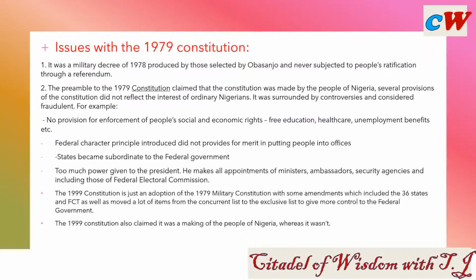In 1979, we had the Presidential Constitution, which was a decree in 1978. That was a constitution that was prepared to transfer government from military to civilian rule. And that Constitution of 1979 is what was later transformed by the General Abdulsalami Abubakar regime into the 1999 Constitution.